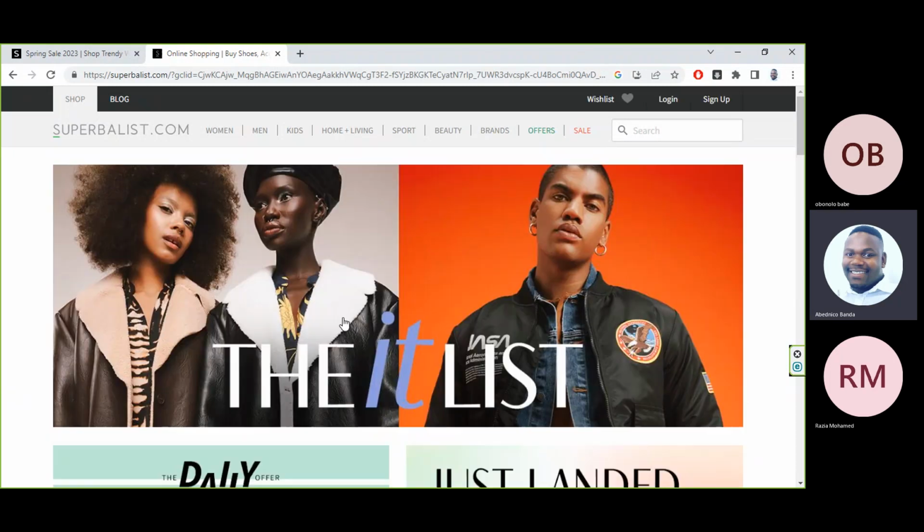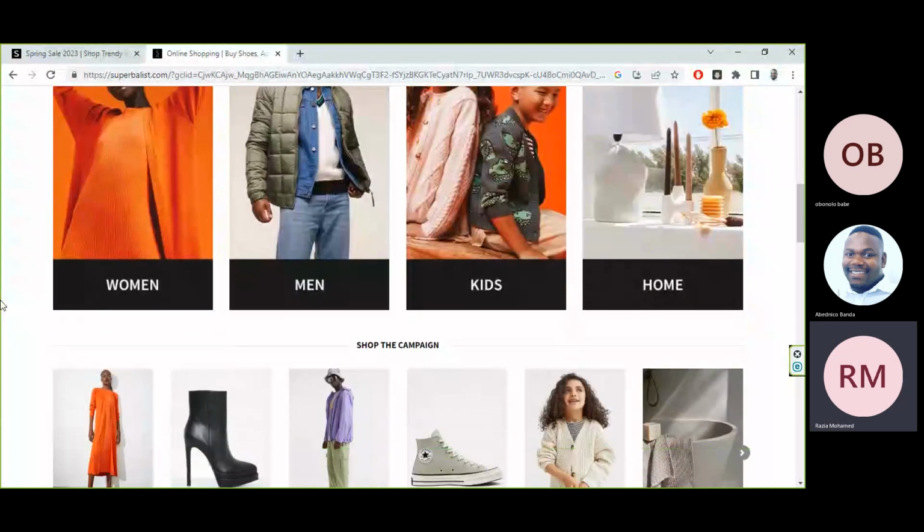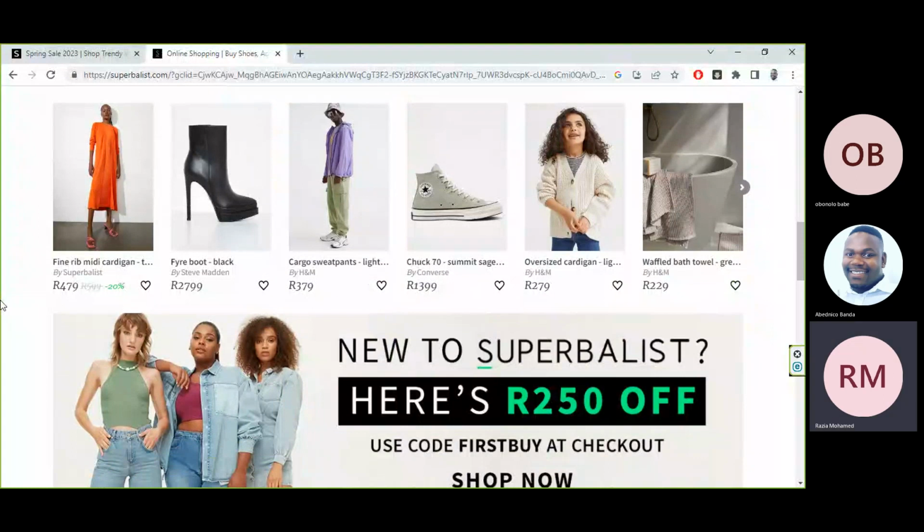What about quality? Quality definitely way better. They sell real products, from stores that we know like H&M and Cotton On and Steve Madden. So we know the quality of those items is wonderful. So definitely good quality stuff.